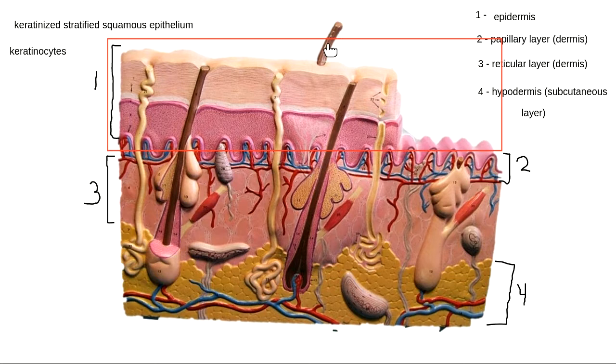What's the name of the part of a hair that sticks out above the surface of the skin? What's that called? Yeah, that's the shaft of the hair. The shaft of the hair is everything that sticks out above the surface of the skin. What part of the hair is embedded in the skin? What's this part down here? Yeah, this is the root of the hair. So the root of the hair is inside the skin. The shaft of the hair is outside the skin.